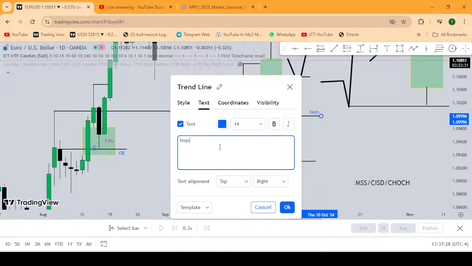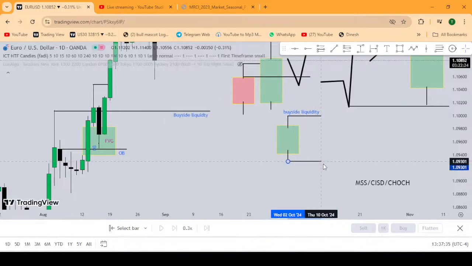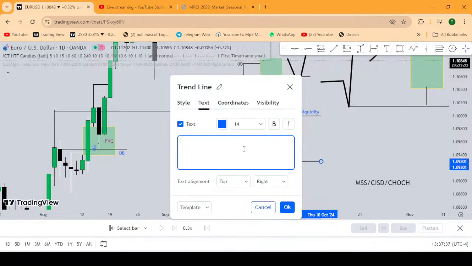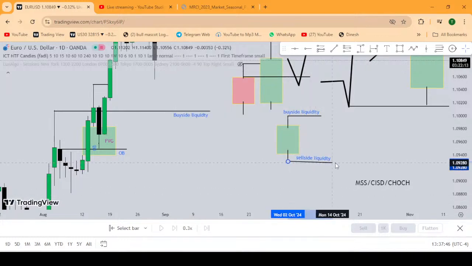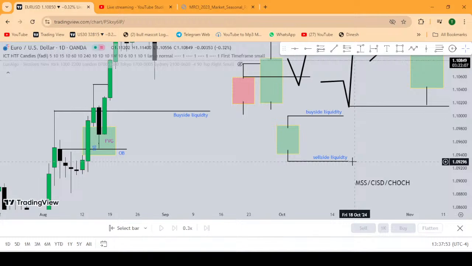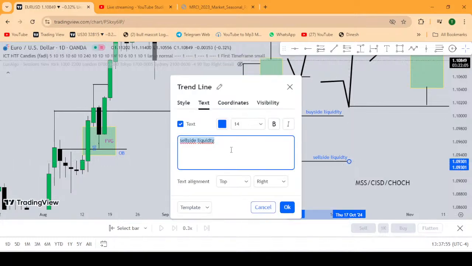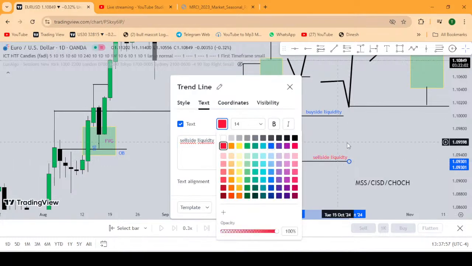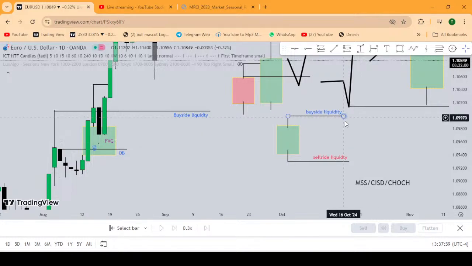So this is buy side liquidity. Then this is sell side liquidity. So buy side liquidity is up, sell side liquidity is down. So this is being used to buy price to the upside. This is being used to sell price to the downside.